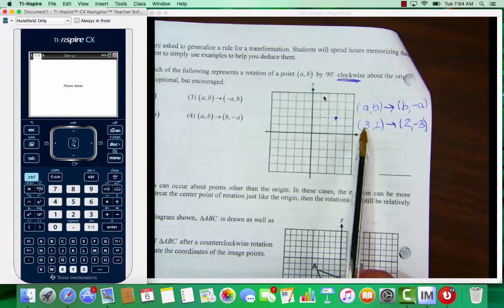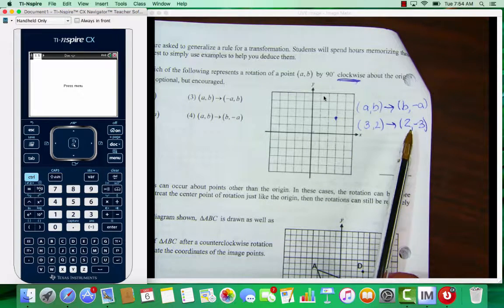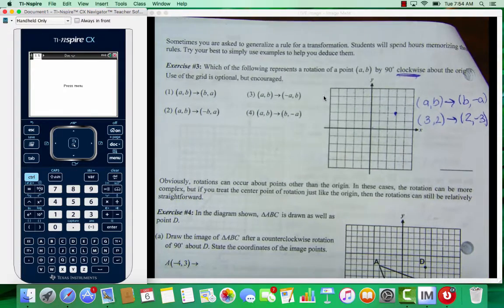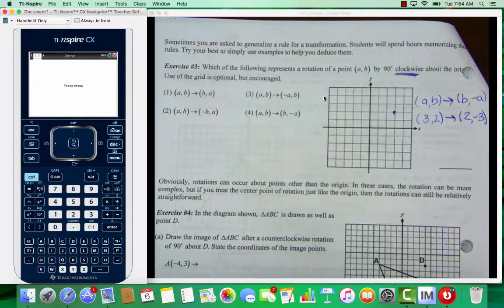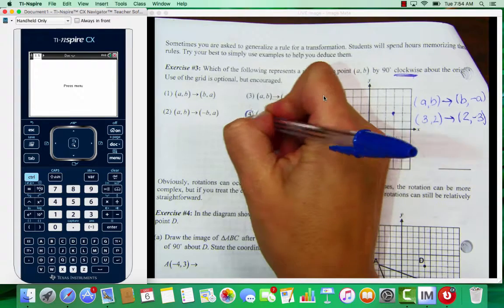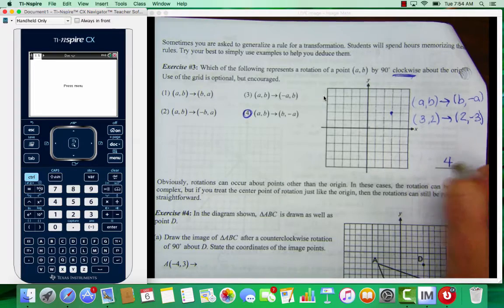And I got all of that by plotting one point, actually rotating it, and seeing what happened to the coordinate. So now I can go back and look at the choices. And I'm looking for AB is changing to B, -A, which looks like that one right there, which is choice number 4.